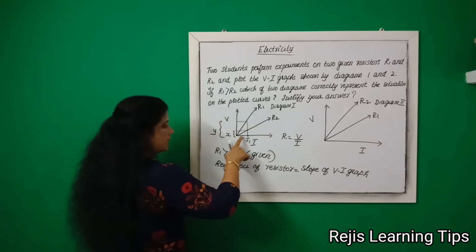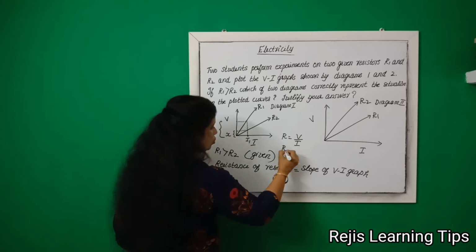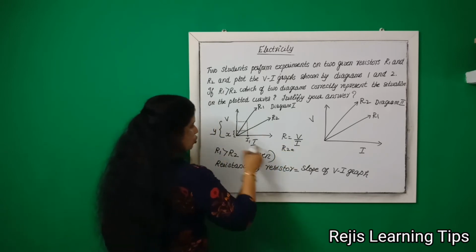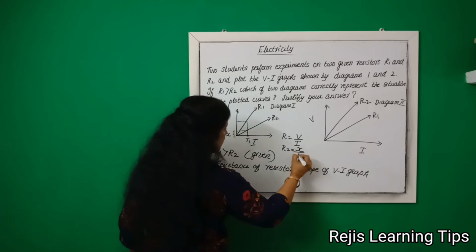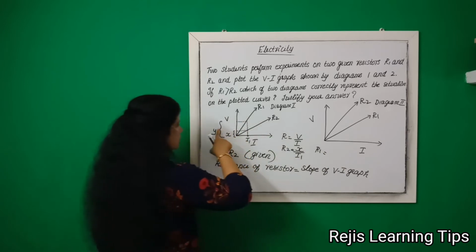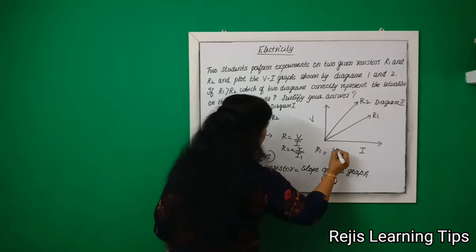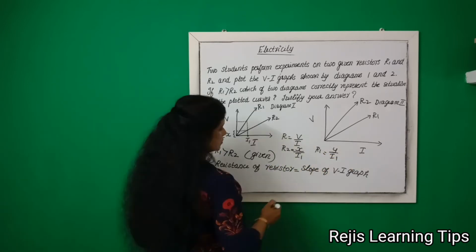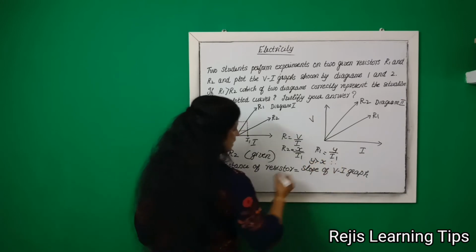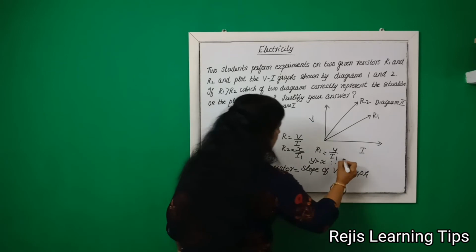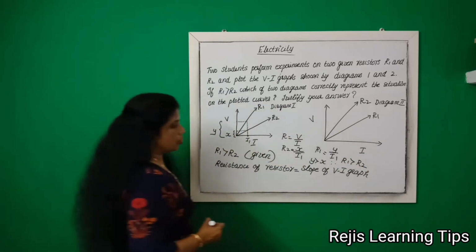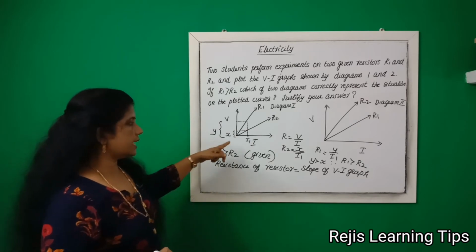Okay, here in this case R2 is equal to, I remains the same, I1. R2 means x divided by I1. R1 means y divided by I1. We know that y is greater than x, so we can say that R1 is greater than R2. Okay, so R1 is greater than R2.